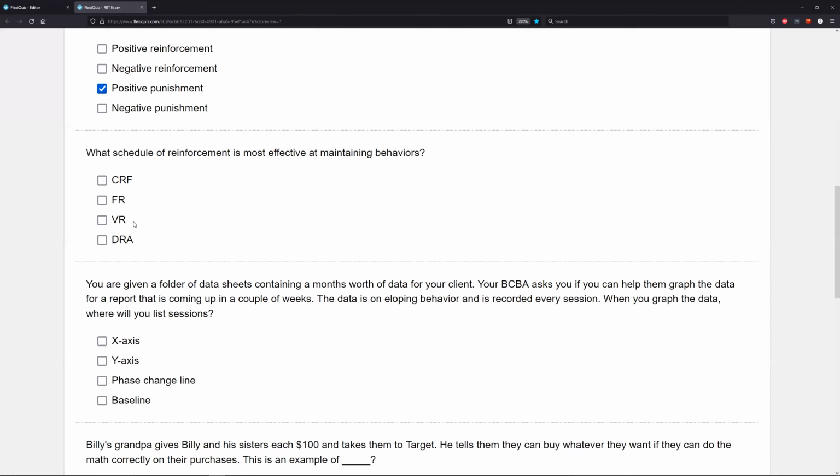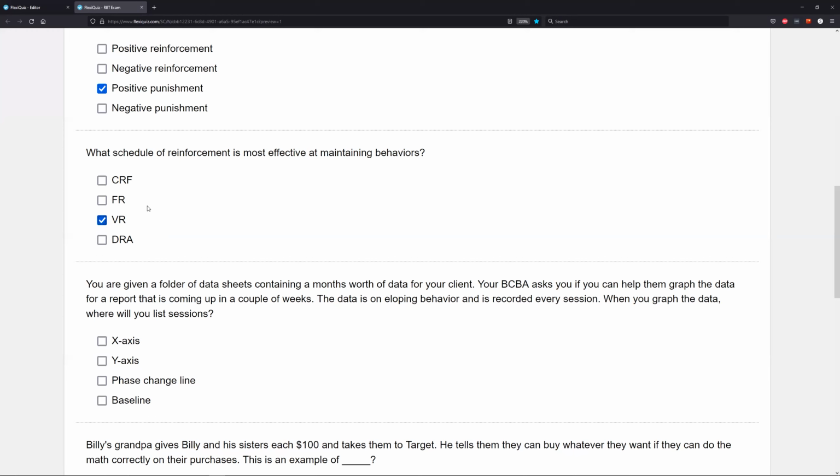What about VR? What do we know about a variable ratio schedule? Well, variable ratio schedules are our strongest basic schedule of reinforcement. VR is the best schedule for maintaining behaviors. So VR is our answer. DRA is obviously not our answer. DRA is a differential reinforcement procedure. VR is our answer.